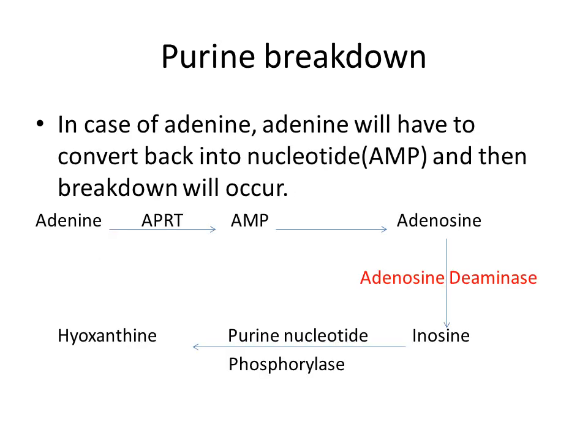In case of adenine, adenine will have to convert back into the nucleotide and then breakdown will occur. Adenine will convert into AMP with the enzyme APRT, which stands for adenine phosphoribosyl transferase. Then AMP will convert into adenosine, and adenosine will convert into inosine with the enzyme adenosine deaminase. Inosine will convert into hypoxanthine with the enzyme purine nucleotide phosphorylase.